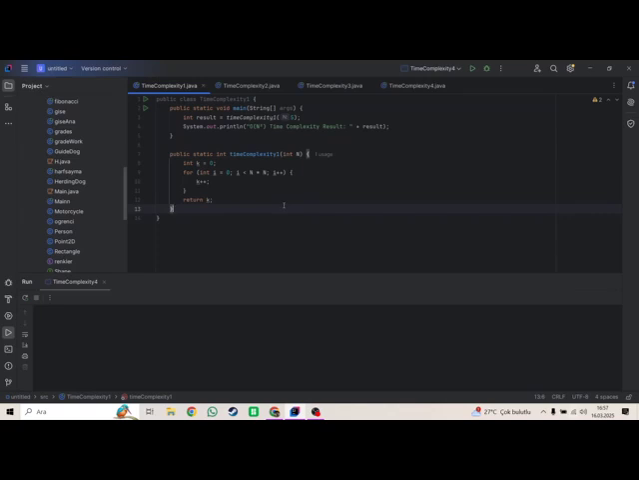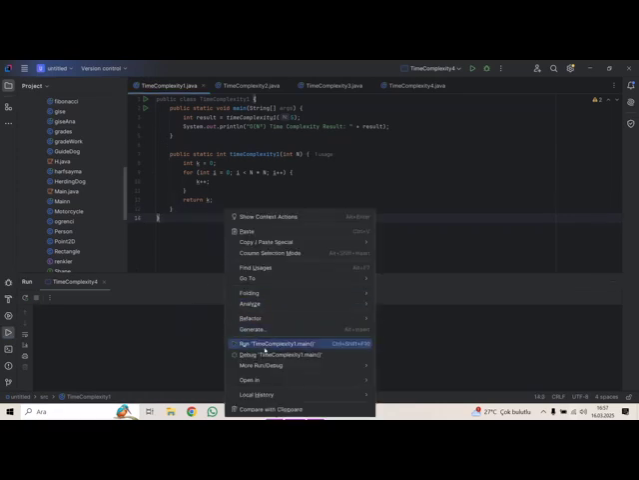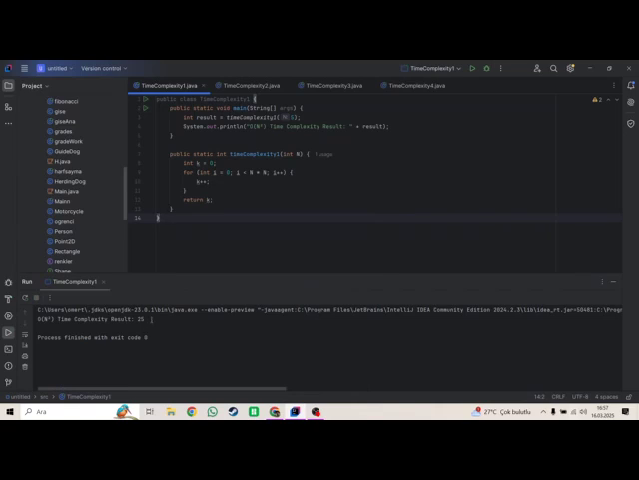Let's continue. Let's run. The output, for example, 5, and the output is 25. Let's continue. Second code.